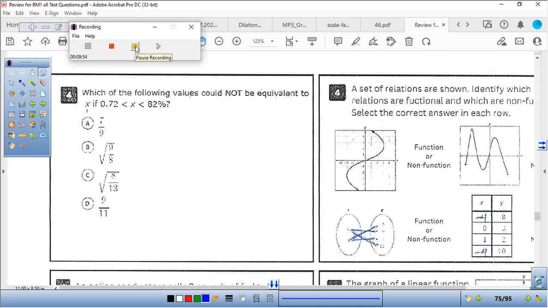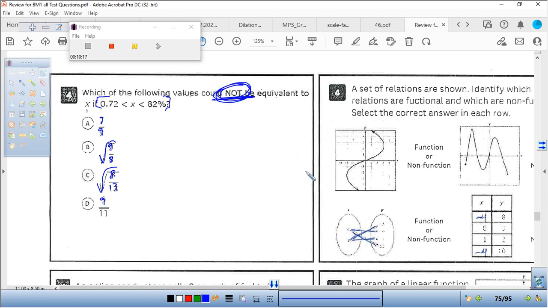So unfortunately, these copies are bad, but basically, when you have an inequality sentence like this, you're just going to plug it in the calculator. That's all you do. Remember, this is 7 nines. 9 over 8, square root of 9 over 8, square root of 8 over 13, and 9. And we're going to look for the one that is not true.